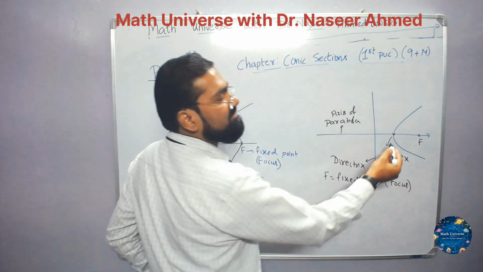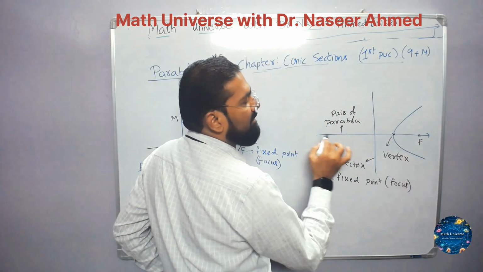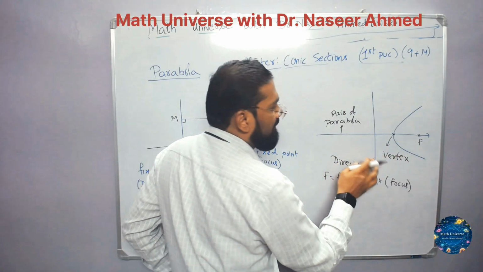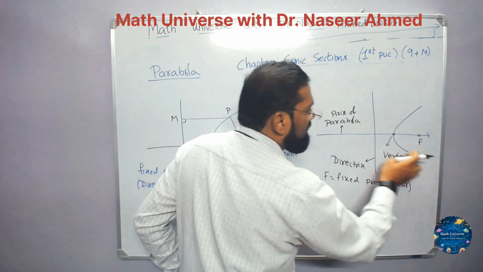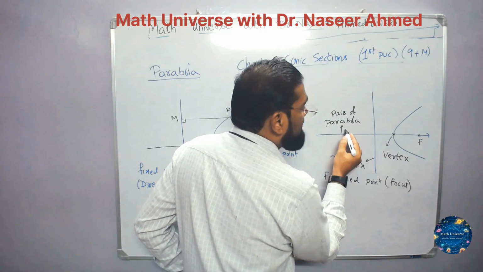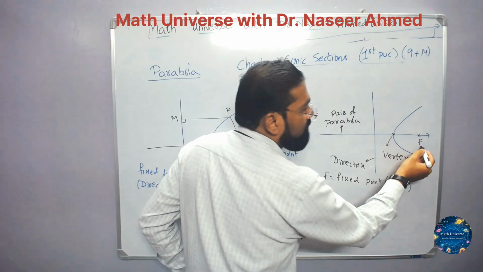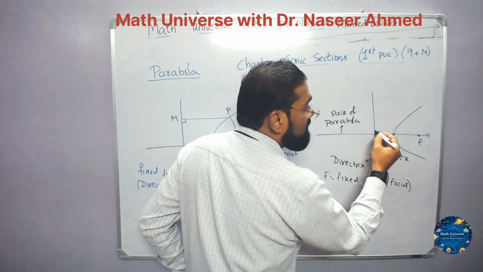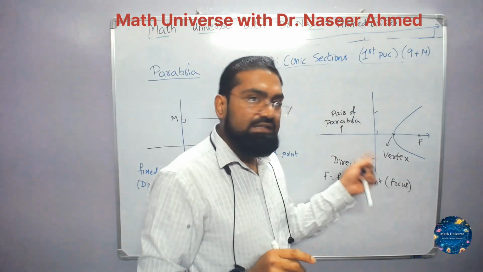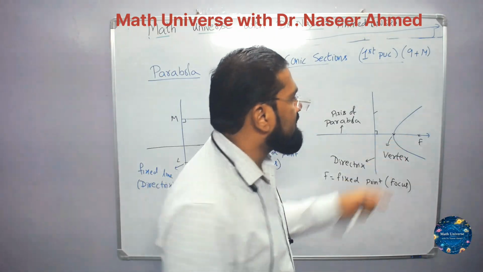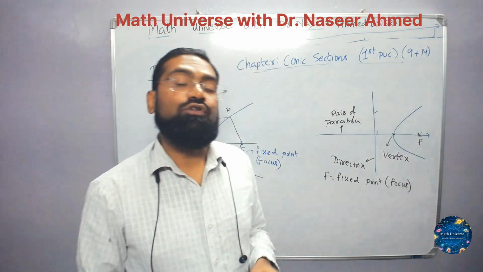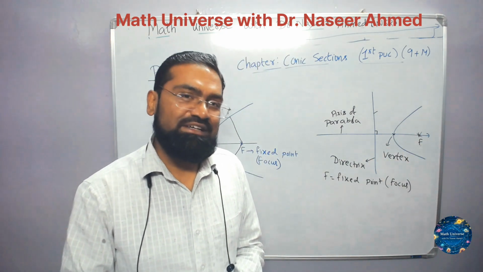Next, what is the vertex? It's the point of intersection between the axis of the parabola and the parabola. Now, I repeat, it's the point of intersection between the parabola and the axis of the parabola. Next, what is the axis of the parabola? Any line passing through the focus and also perpendicular to the directrix. Two conditions I have given. If I only say it's a line passing through the focus, I can have infinitely many such lines. To have a unique line we should have two conditions. I hope this point is clear.